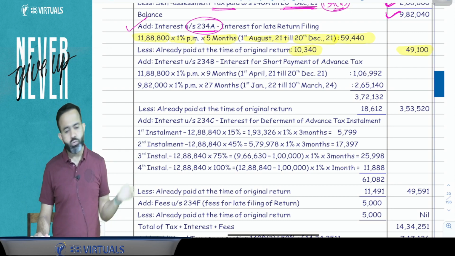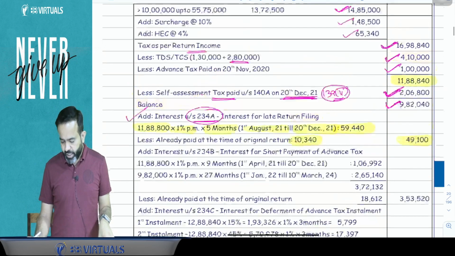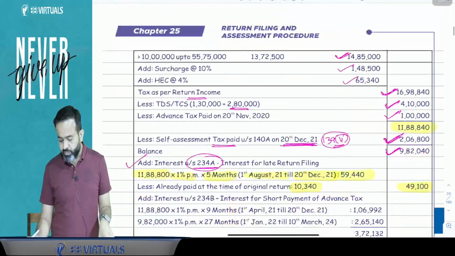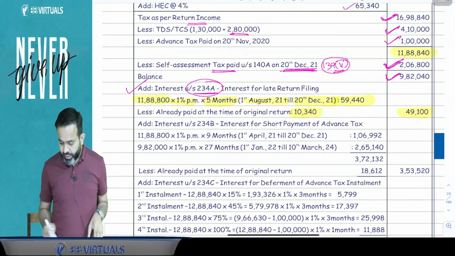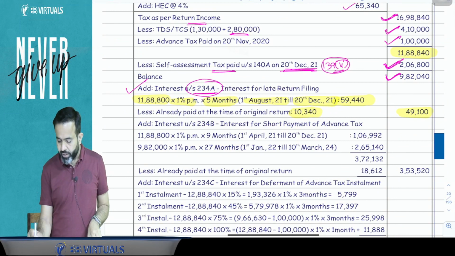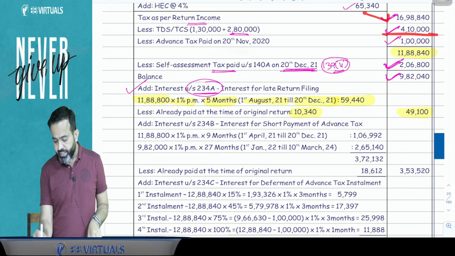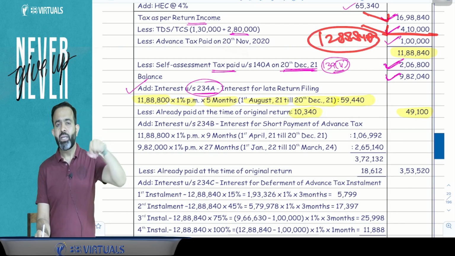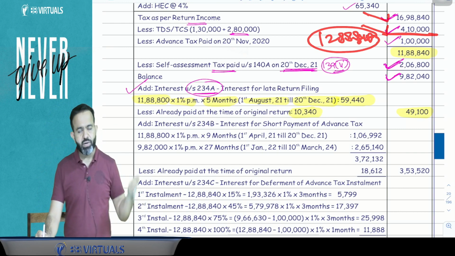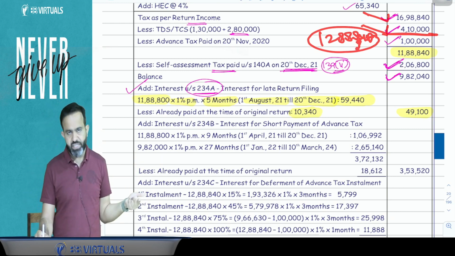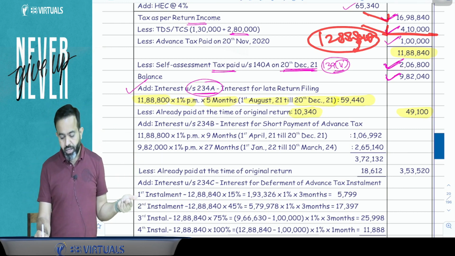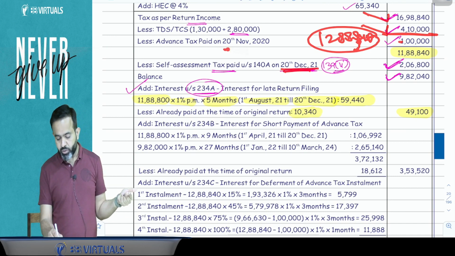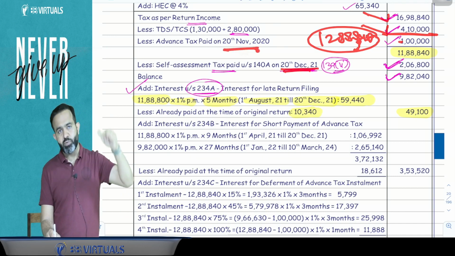So again 234C will be calculated, and now you will take the advance tax liability as per this updated return. So advance tax should be, after reducing 16,98,000 minus 4,10,000, the remaining is 12,88,840. So this much multiply by, first take 15%, after that 45%, third installment 75%, fourth installment 100%, whatever advance tax you have paid in between on the 20th November 2022, that is before the third installment.